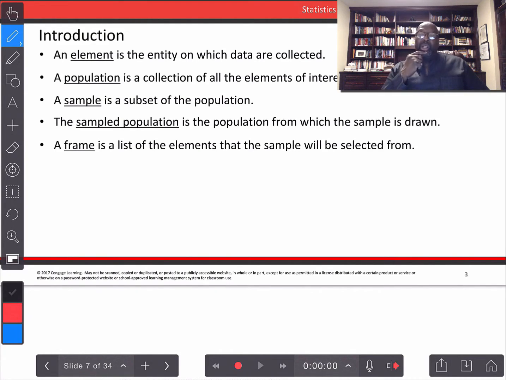So let's say we wanted to look at the views of students. But if we then decided to only look at the views of St. Mary's students, then our frame is St. Mary's. The question is, does St. Mary's students represent the population? Maybe not. So we have to be careful. The frame should look very much like the population. Okay.